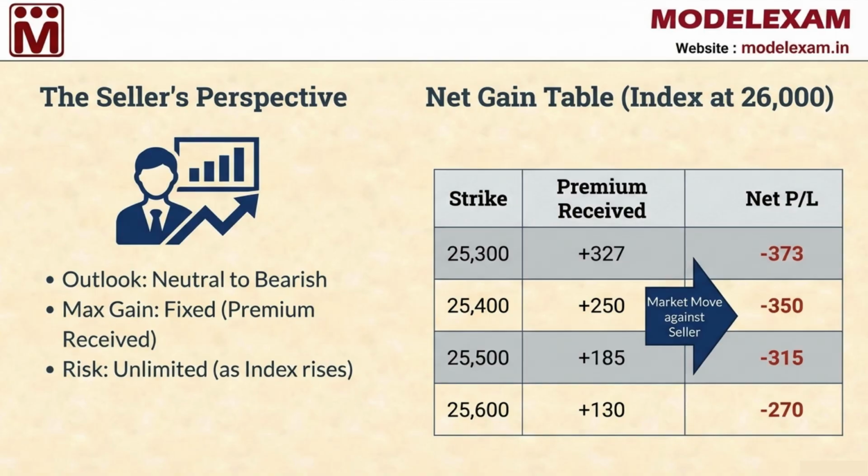Now, let's look at the seller's perspective for call options, where the outlook is typically neutral to bearish. As a seller, your maximum gain is fixed at the amount of premium you received from the buyer. However, your risk is unlimited as the index rises because you are betting the market will stay below a certain point. For instance, if the market moves against you and rises to 26,000, a seller of the 25,300 strike would face a net loss of minus 373.